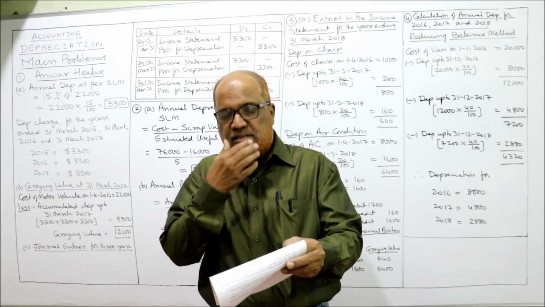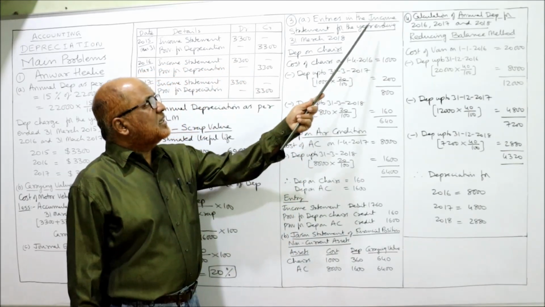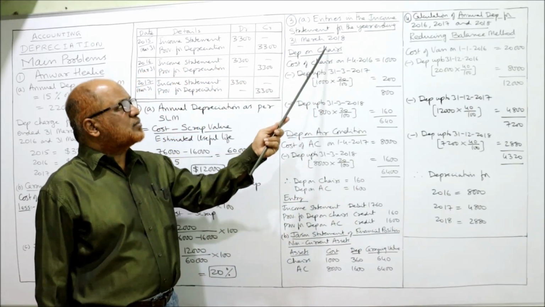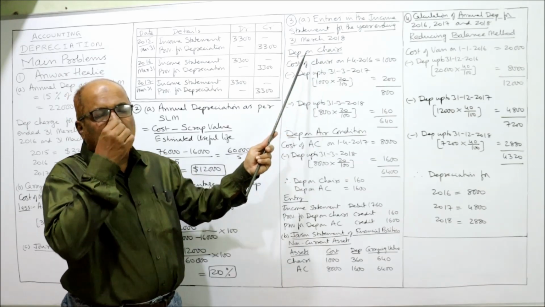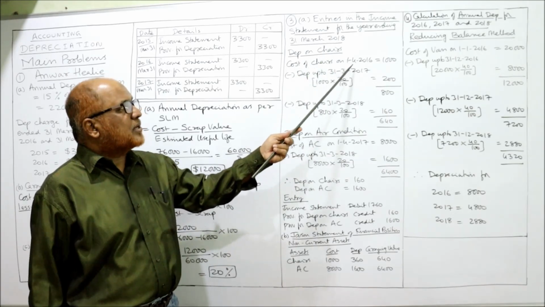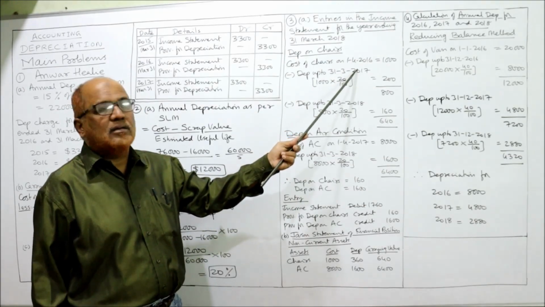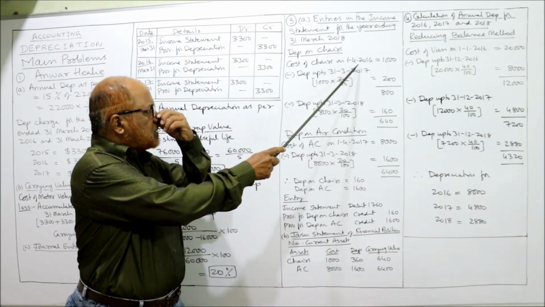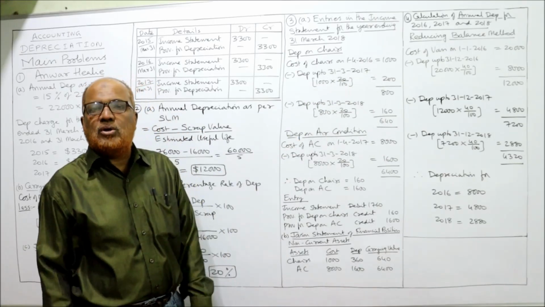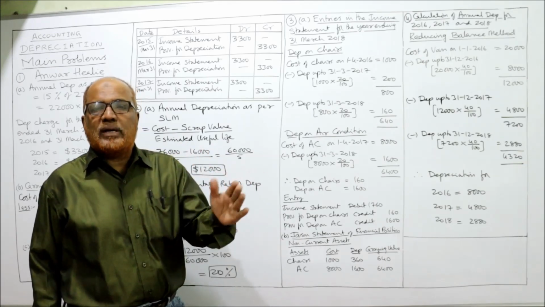And we have to complete the entries. What are the entries? See here, entries in the income statement for the year ended 31st March 2018. First we calculate depreciation on chairs. When were the chairs purchased? 1st April 2016. The cost of chairs on 1st April 2016 is $1,000. The first year ends on 31st March 2017.